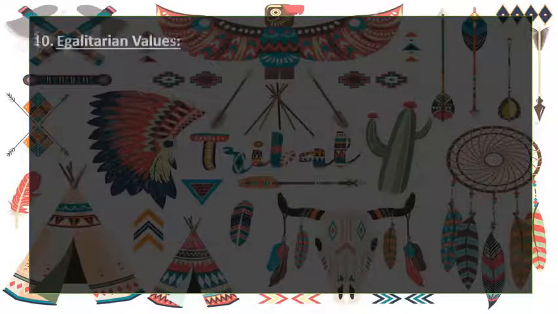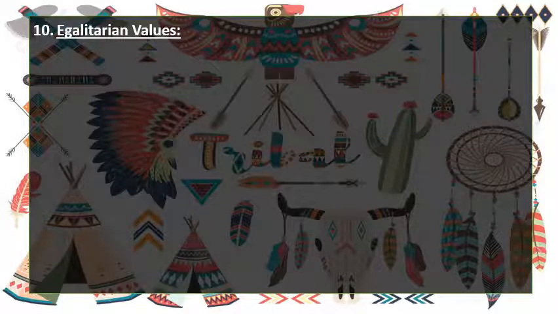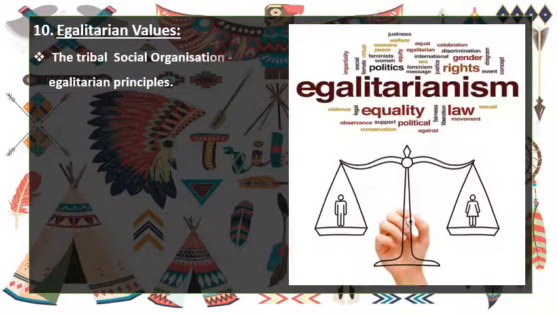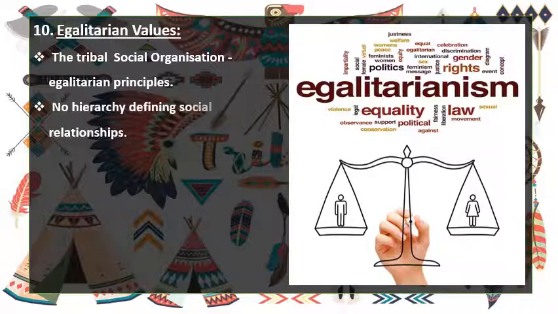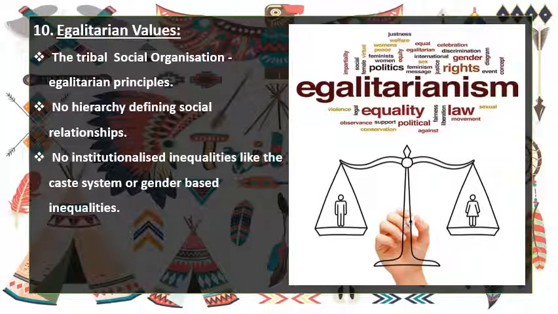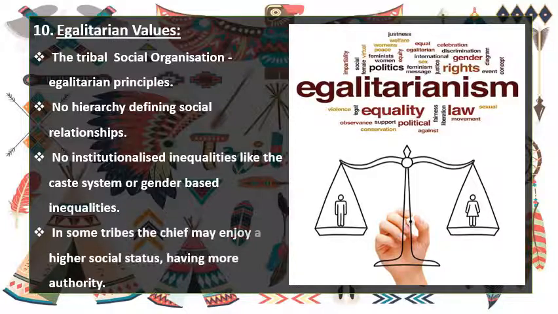The last characteristic is egalitarian values. The tribal social organization is based on egalitarian principles. There is no hierarchy that defines social relationship. There are no institutionalized inequalities like the caste system or the gender-based inequalities. However, in some tribes, the chief may enjoy a higher social status, having more authority.